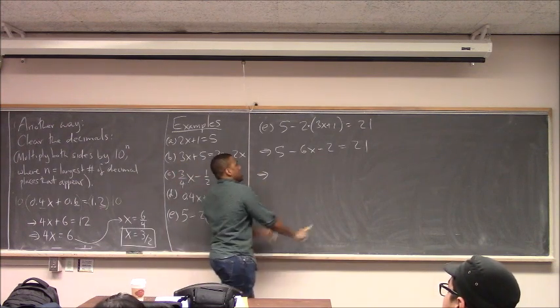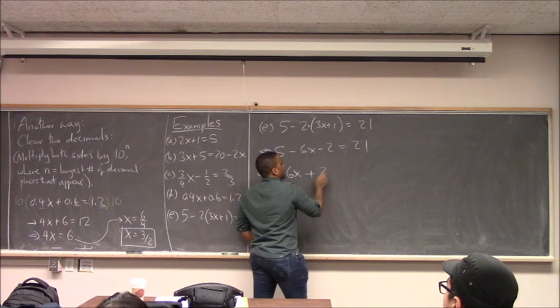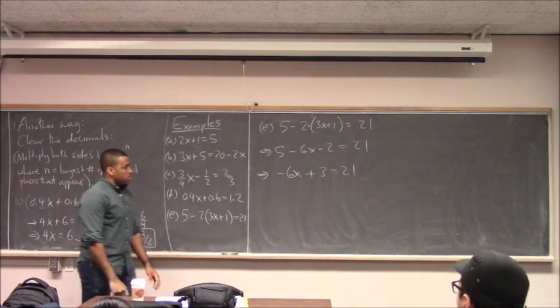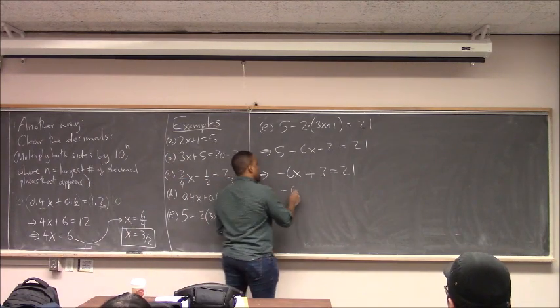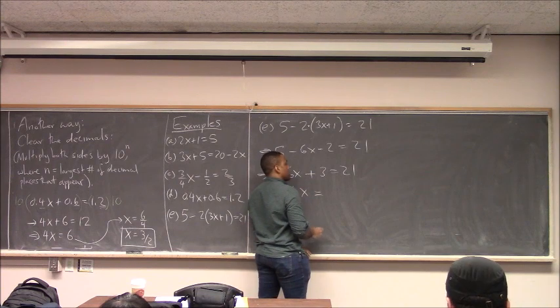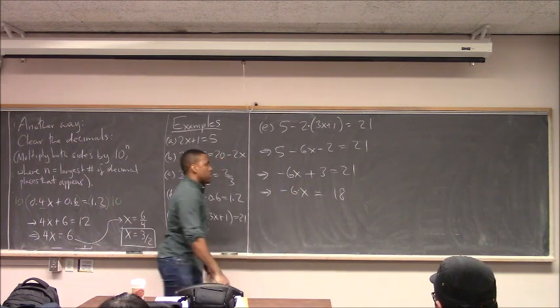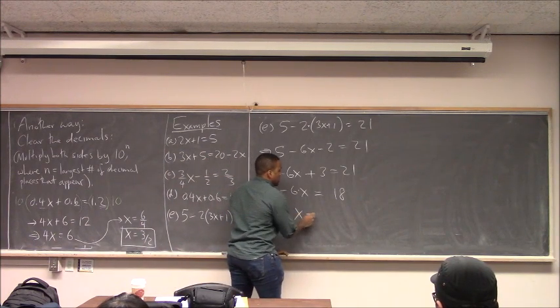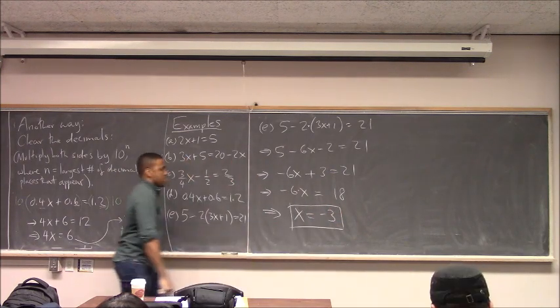Second step would be combine like terms. Now we're in a very similar situation to the very first example. Get rid of the 3 that's separated by subtracting 3 from both sides. And so I'll get 18 over here. Now get rid of the minus 6 that's attached by dividing both sides by minus 6. Get x equals minus 3.